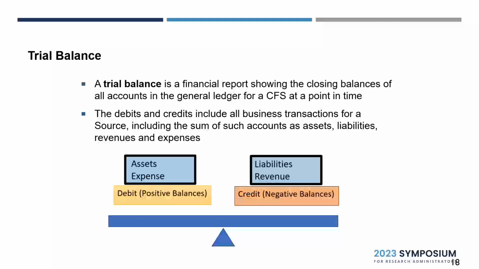So next, we're going to see what a trial balance is. A trial balance is a report listing all the general ledger account activity of a chart string at a point in time. This report will include all business transactions for assets, liabilities, revenues, and expenses. Next slide, please.